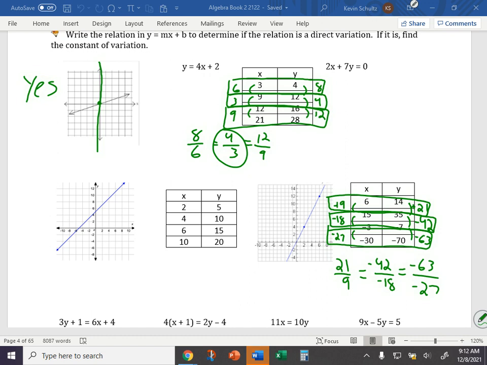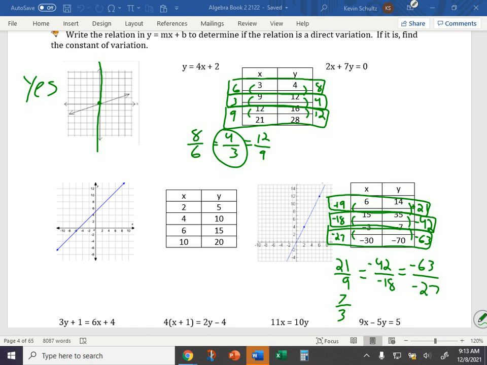Yeah. 21 can go into 42, can go into 63, kind of ignoring the signs for now. 9 can go into 18, can go into 27. But those negative signs, we can't just ignore them completely. We're on the right track. What does 21/9 simplify to be, Claire? A negative divided by a negative is a positive. So 21/9 simplifies to positive 7/3.